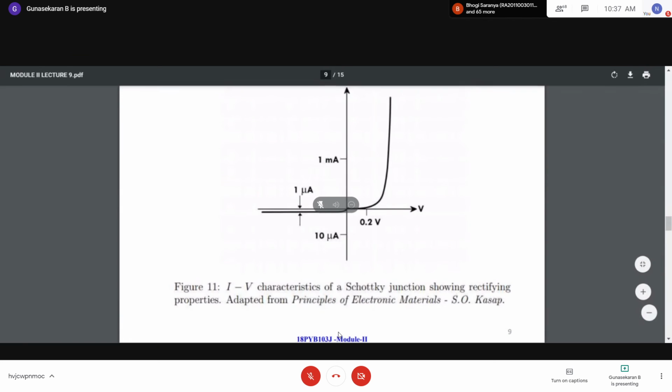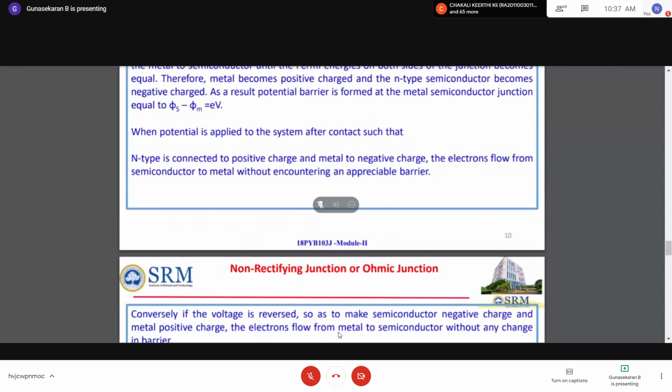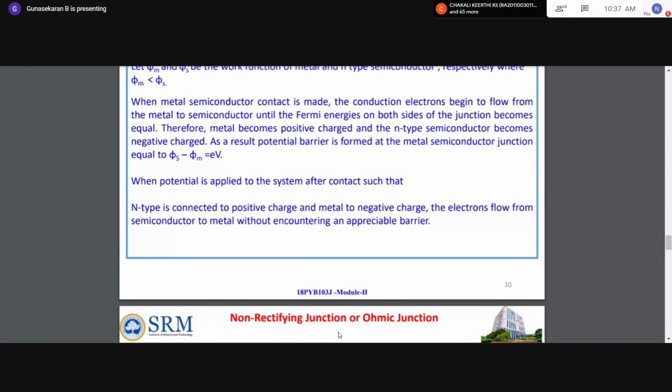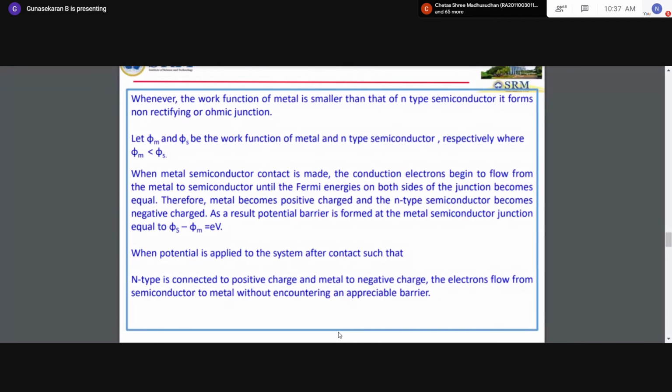Okay, then come to the next, the ohmic contact. Here also the work function matters: phi s is slightly greater than phi m, where phi m is the work function of the metal and phi s that of the semiconductor. Last time phi m was greater than phi s. This time phi m is less than phi s, for the ohmic contact.